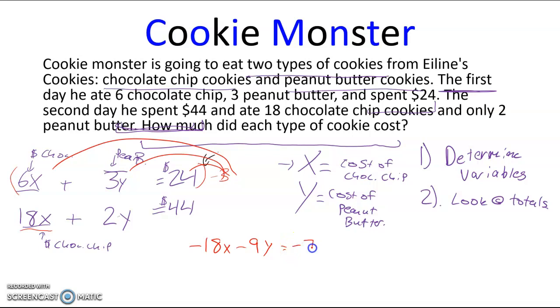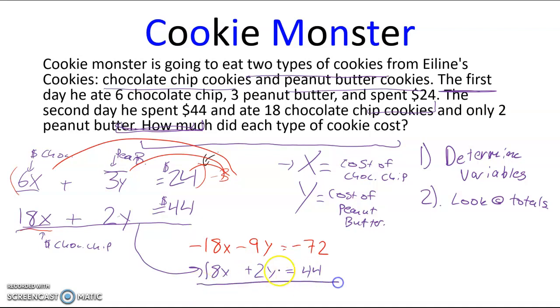-72. And then this bottom equation right here, the 18x plus 2y equals 44, we didn't do anything with that, so we're just going to bring it down here to get 18x plus 2y is equal to 44. Now my x's cancel, so I'm going to go ahead and cancel those out, and my new equation, let's go ahead and write that in green.